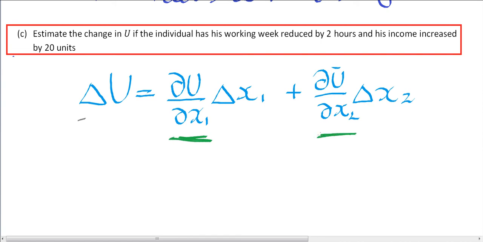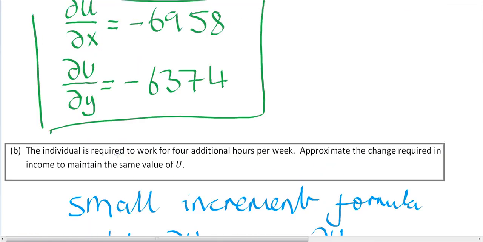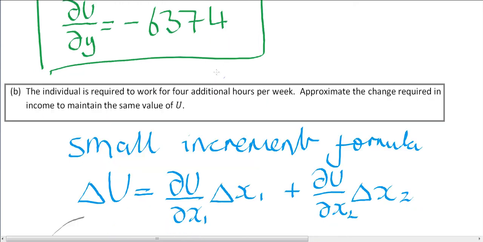So estimate the change in U. What have I been given? I don't know the change in U because that's what I'm asked to find, but I do know the change in x1, which was the change in the working hours, or really the change in the free time, and x2 was the change in income. Okay, so again, my partial derivatives are what they are. Let's go up and take them. We had the first partial derivative was minus 6958.